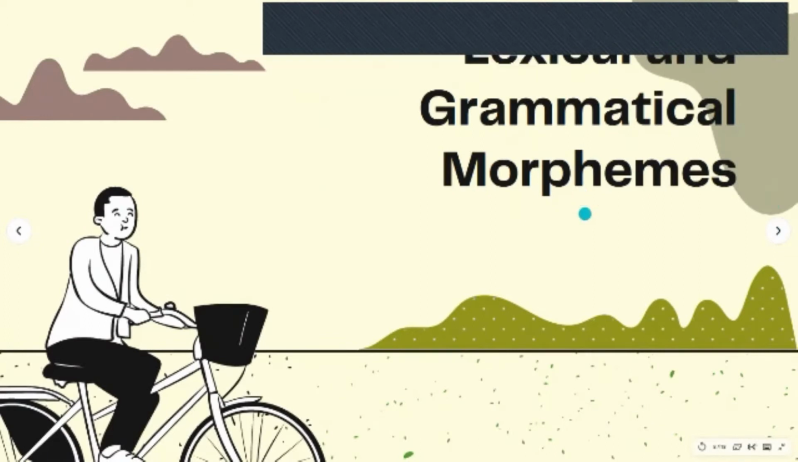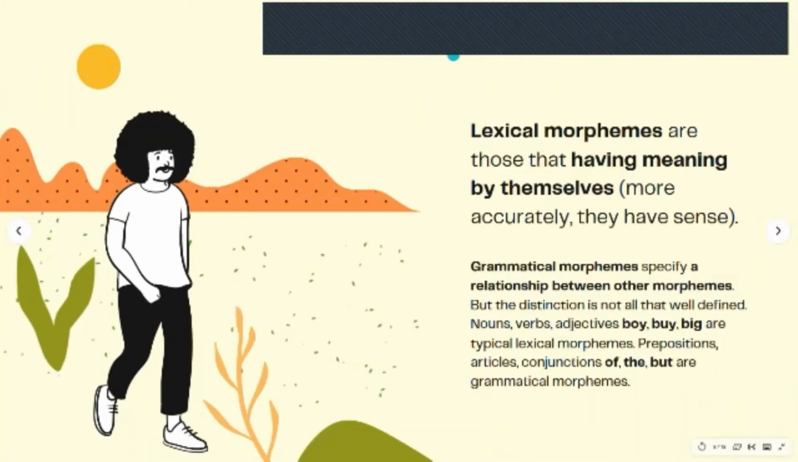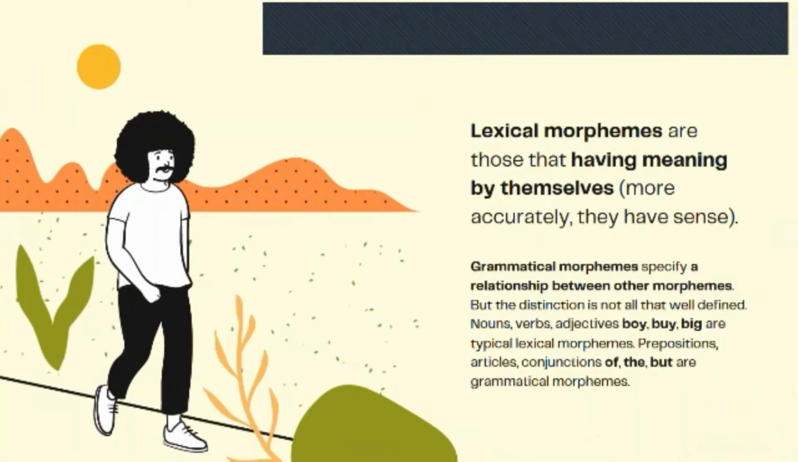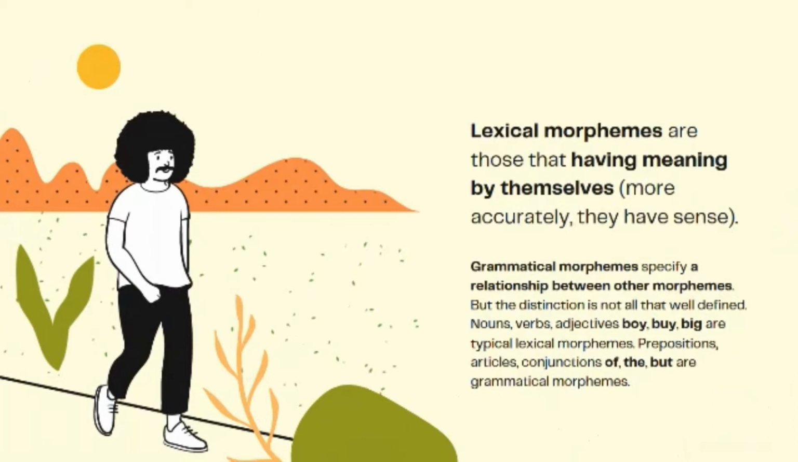We are going to explain what lexical and grammatical morphemes are. Lexical morphemes are those that have a meaning by themselves. More accurately, they have substance. Grammatical morphemes specify a relationship between other morphemes, but the distinction is not all that well defined. Nouns, verbs, adjectives, like boy, by, big are typical lexical morphemes. Prepositions, articles, conjunctions like of, the, but are grammatical morphemes.